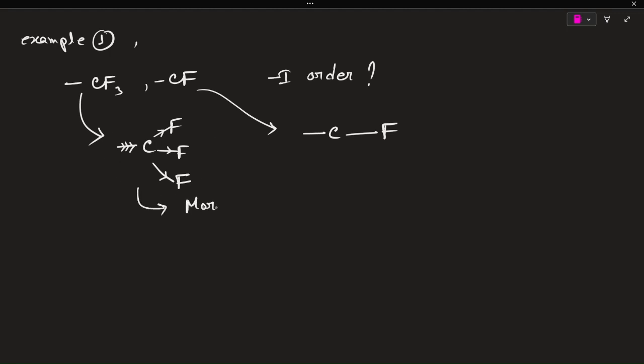More electron withdrawing group. And for this, only one fluorine atom is attached to the carbon. It's less electron withdrawing. So the minus I order is CF3 greater than CF.